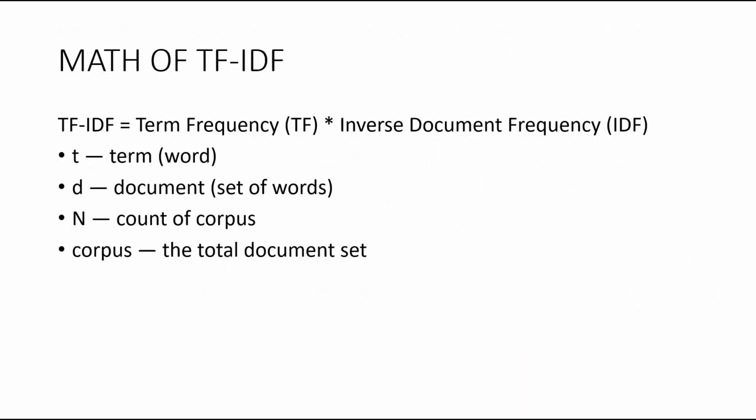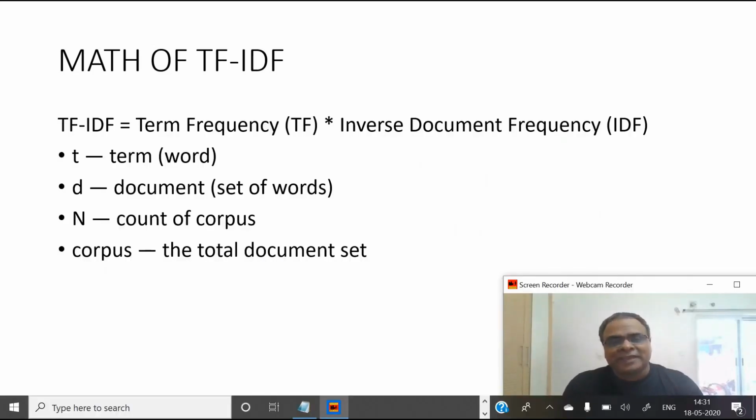Now we will see these are all the terms. This is the math of TF-IDF. TF-IDF is equal to term frequency into inverse document frequency. This is the equation you need to understand. I will tell you what term frequency is, and we will be discussing what inverse document frequency, IDF, is.